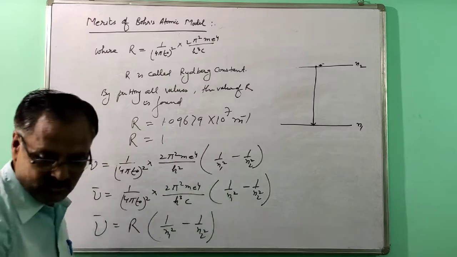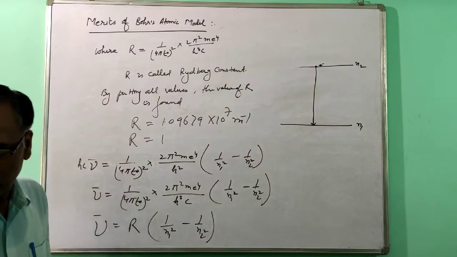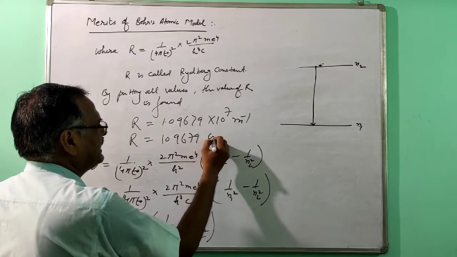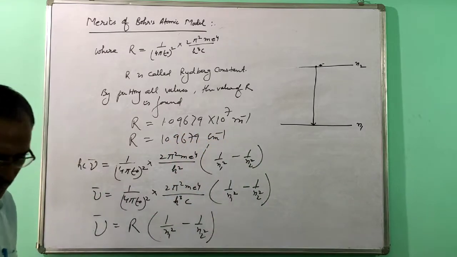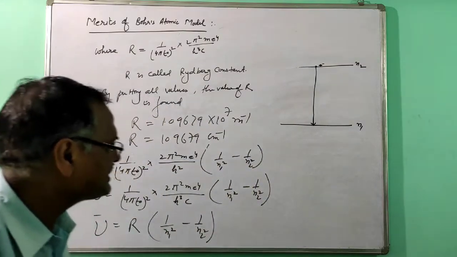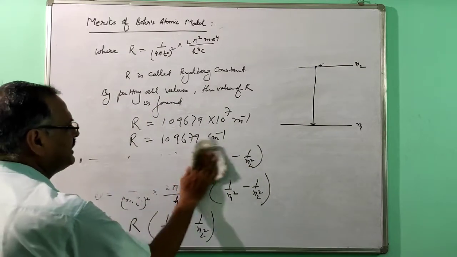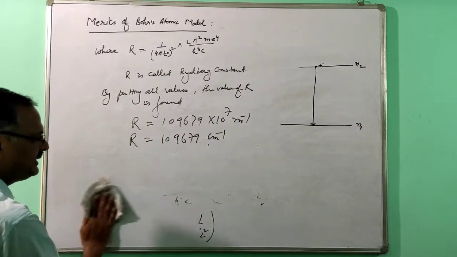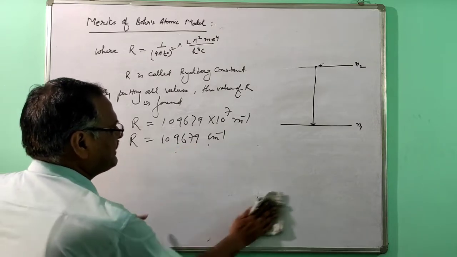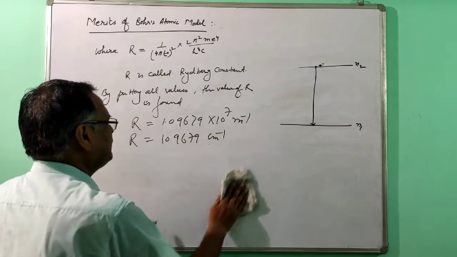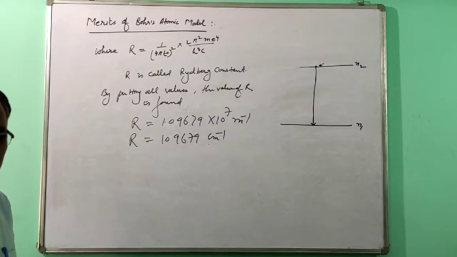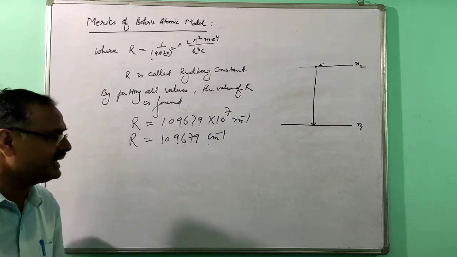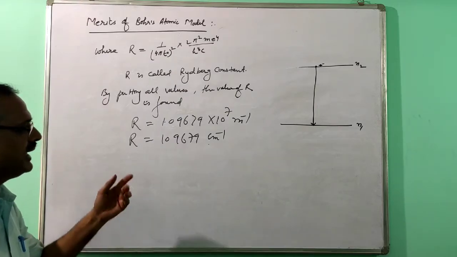R is equal to 109679 centimeter inverse. If you remember when you studied the hydrogen spectrum, this value was there, 109677, and here you are getting 109679. So this is almost the same as it was given by Bohr. That's why this theory explained the hydrogen spectrum.